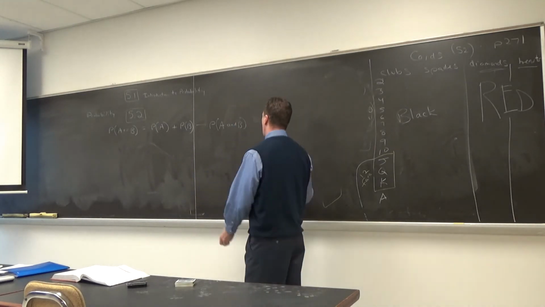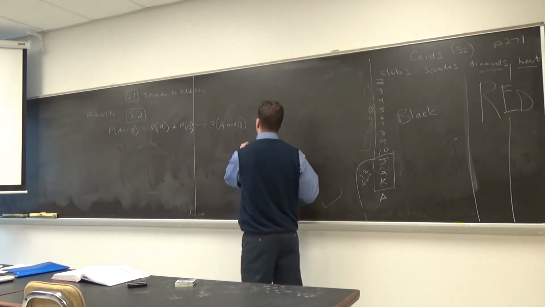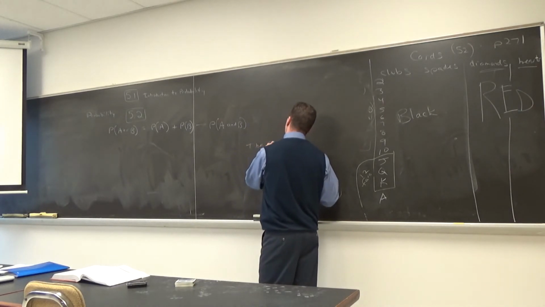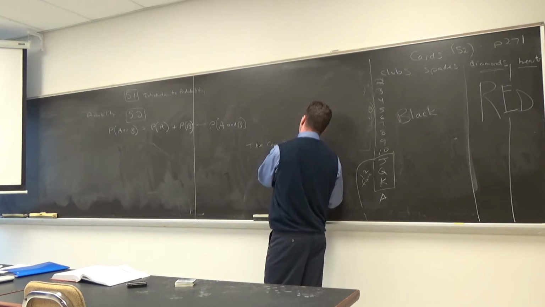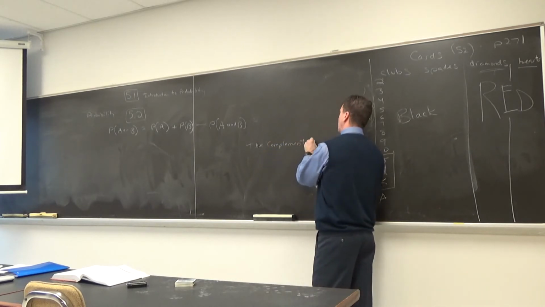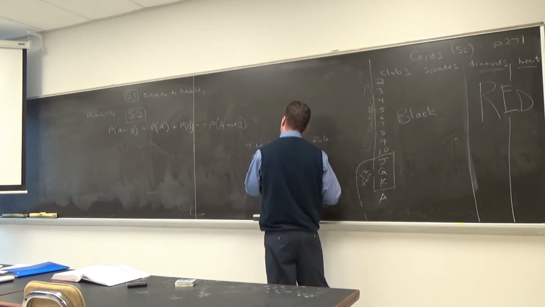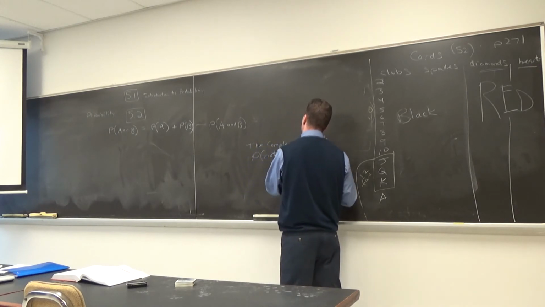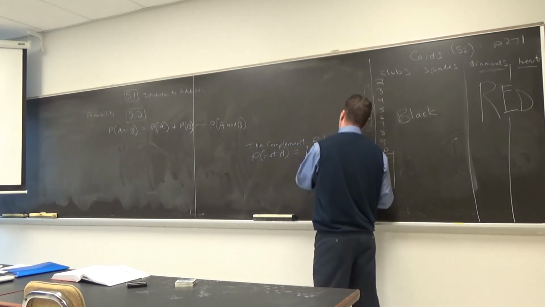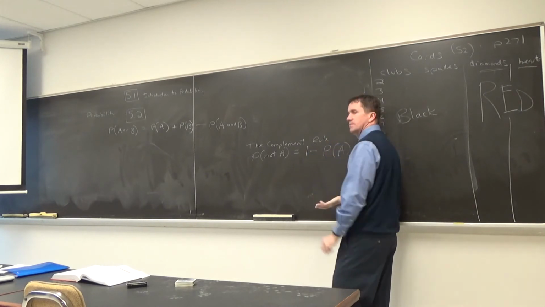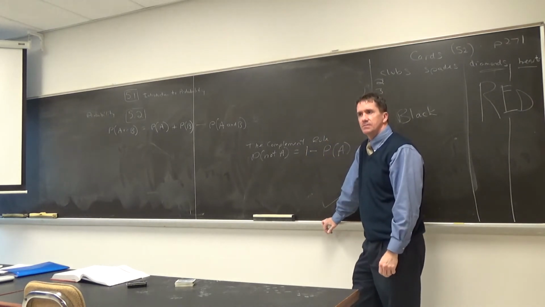Okay? So the way that's written in the book, the complement rule, and complement is spelled with an E, not an I. The complement rule, we're saying the probability of not A occurring equals 1 minus the probability of A occurring. That's what we're saying. Right?